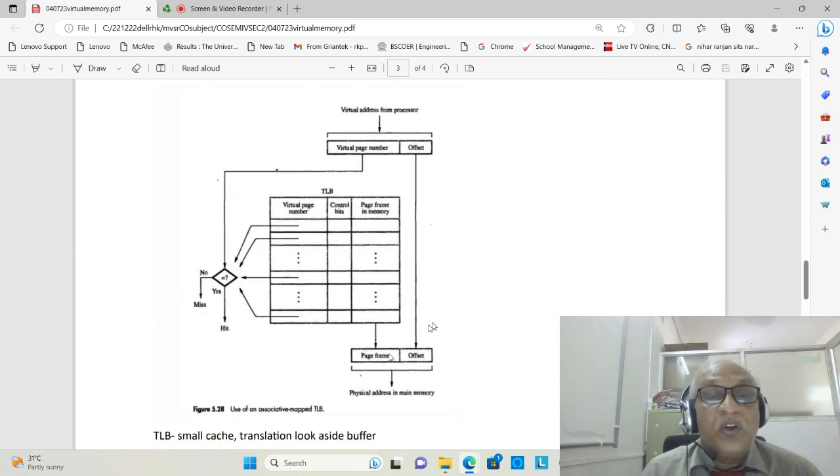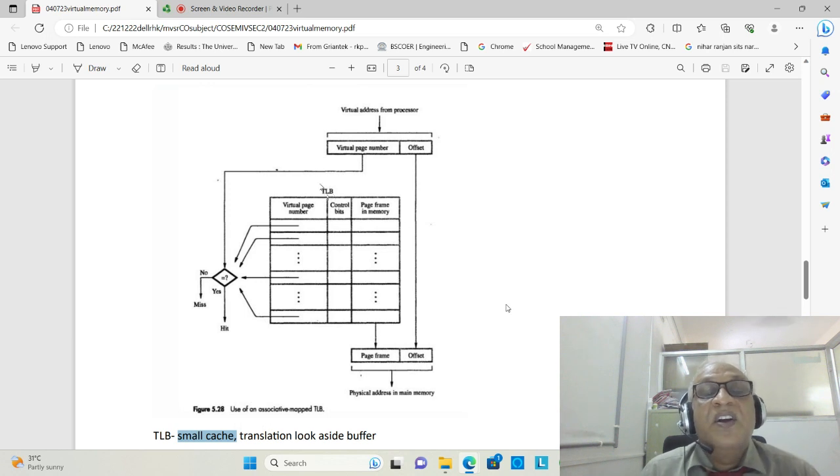Now, what you are seeing here is one more data structure called the TLB. TLB stands for Translation Lookaside Buffer. What is the TLB? Actually, it is a small piece of cache. Why is this TLB required?